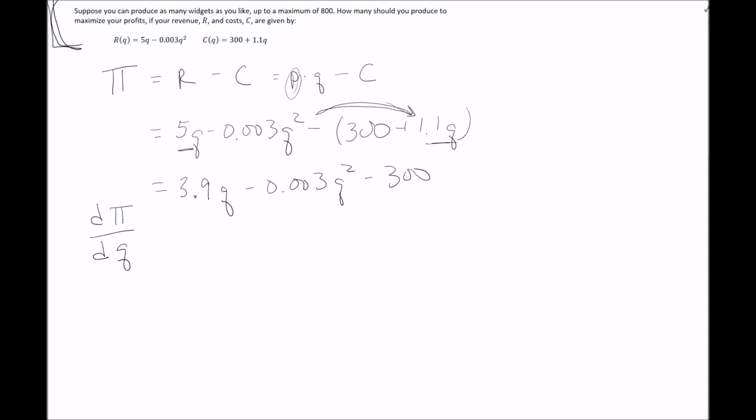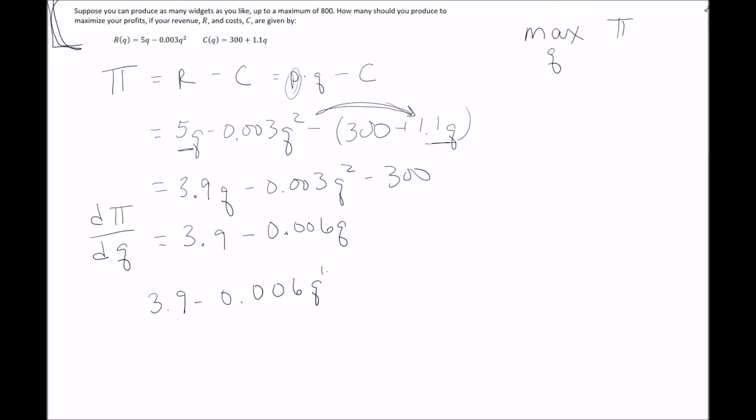I'm going to do the standard approach, take the derivative of the profit with respect to the choice variable, Q. Okay, in other words, the problem that we're solving is we're going to maximize the profit through the choice of the quantity produced. That derivative, working through the process, I get 3.9 minus, bring the 2 down, 0.006 times Q, and then the derivative of the last term is, of course, 0. I'm going to set that equal to 0.